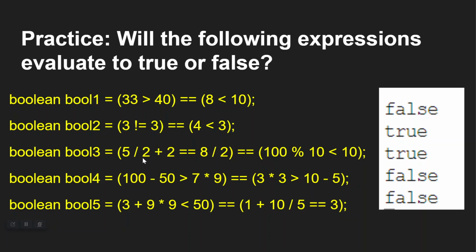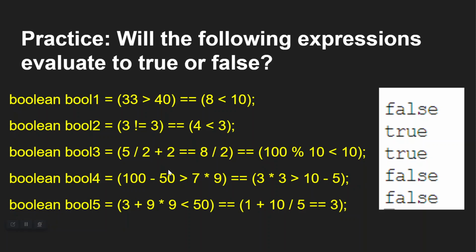Let's see, over here, 5 divided by 2 is just going to be 2 because this is all integers. So 2 plus 2 is 4, and does that equal 8 divided by 2? Yes, it does. So this is going to evaluate to true. And then 100 mod 10 is 0, and 0 definitely is less than 10, so that's true. So you've got, is true equal to true? Yes, it is, so the entire thing evaluates to true.